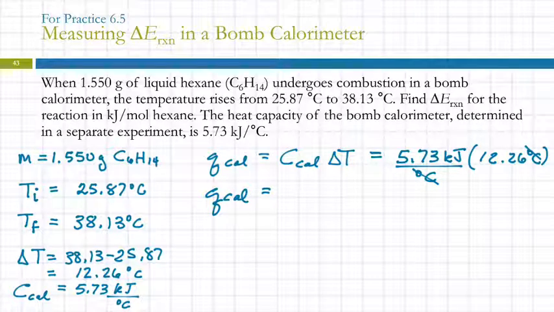So Q-cal is 12.26 times 5.73. 70.2498 kilojoules, with 3 significant figures. So that's a positive number because the calorimeter got warmer. It absorbed energy. Where did the energy come from? The reaction. But the reaction lost the energy, so the sign for Q on the reaction is negative, right?